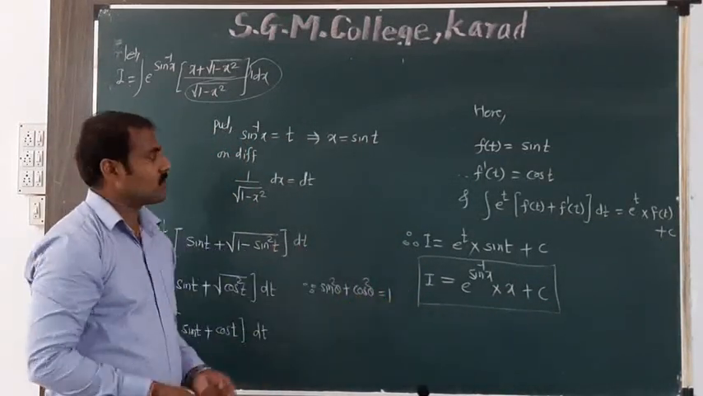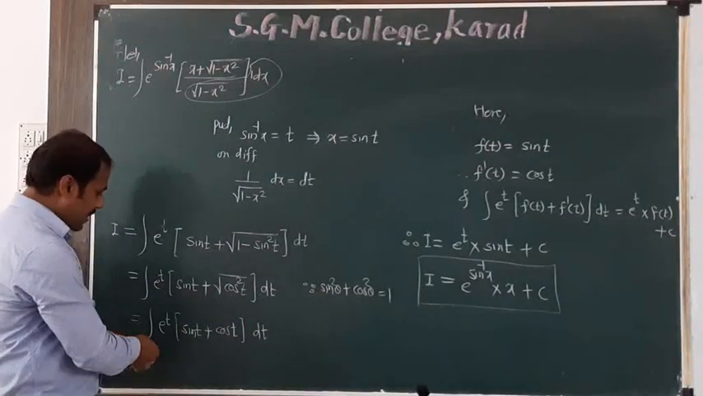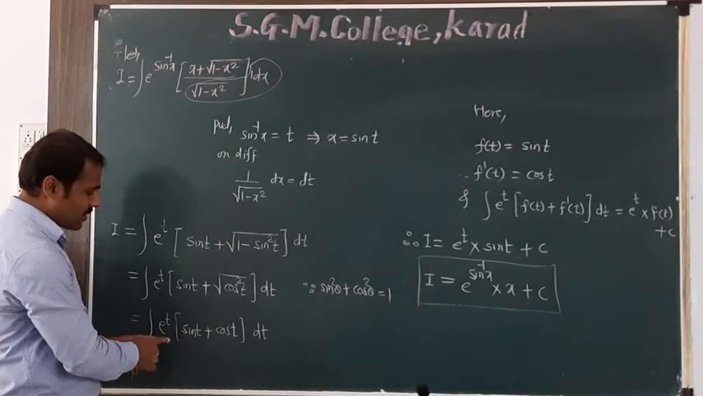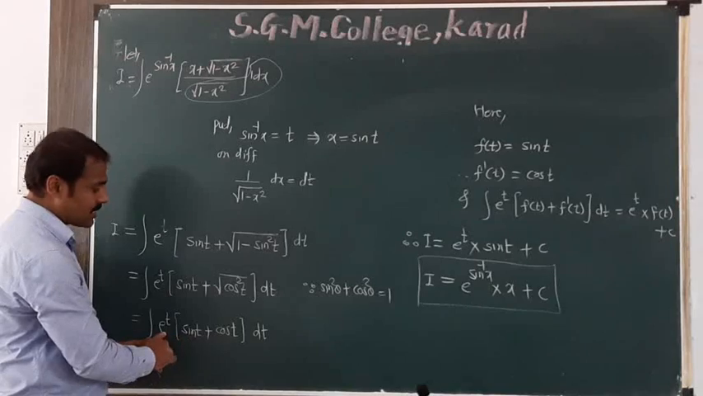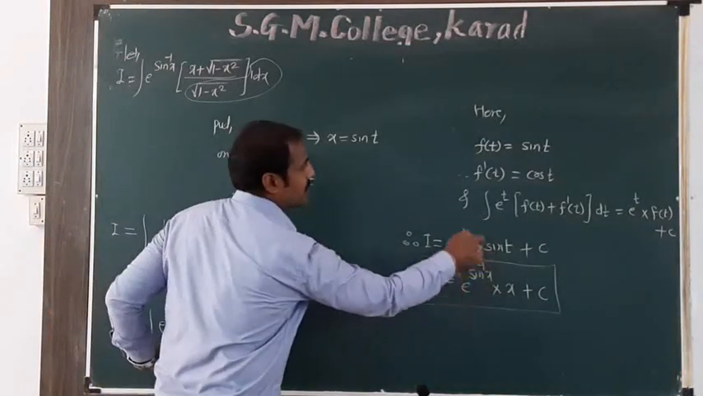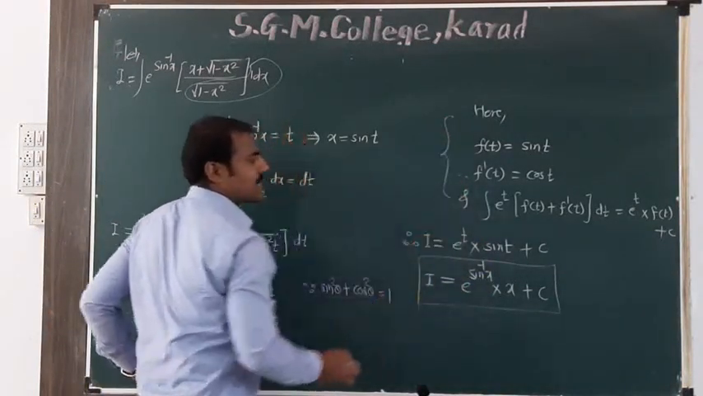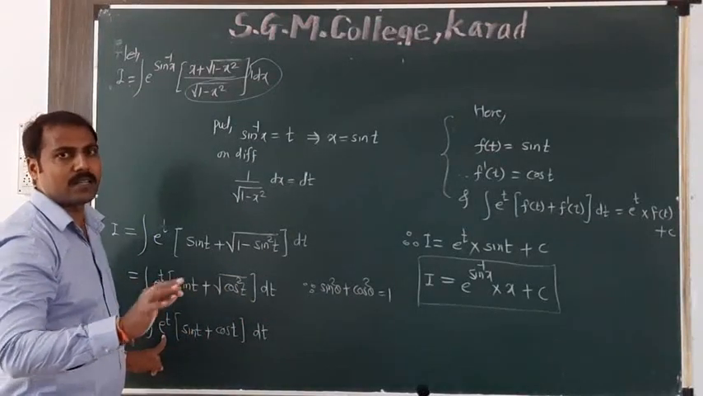So it's very simple. You can write it directly from here: e raised to t, derivative of sin t is cos t. Answer is e raised to t into sin t. If you are not giving this explanation, it's already okay.